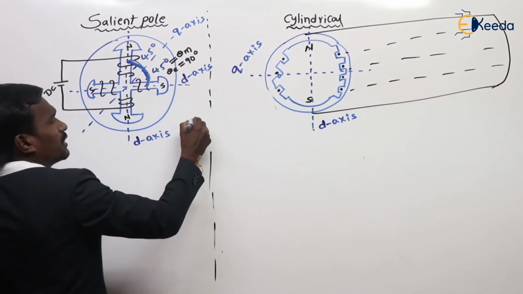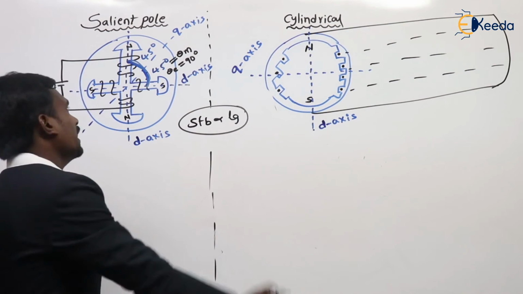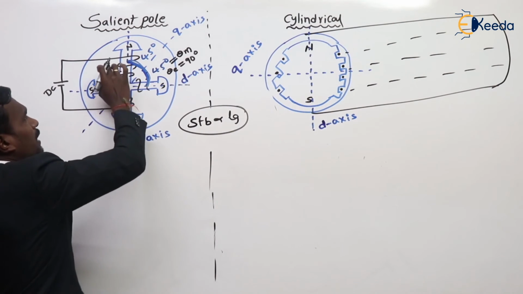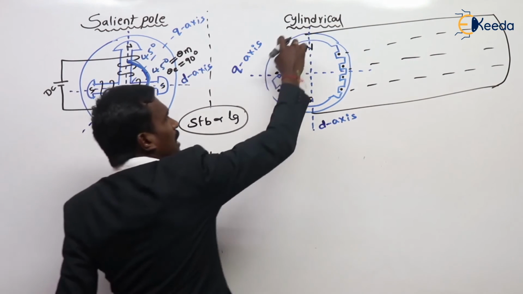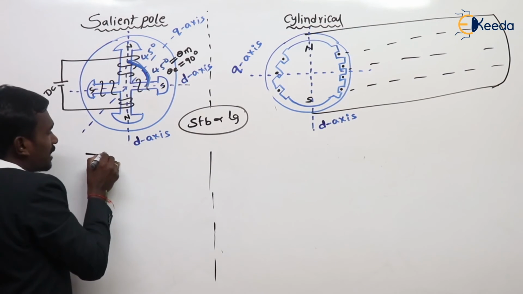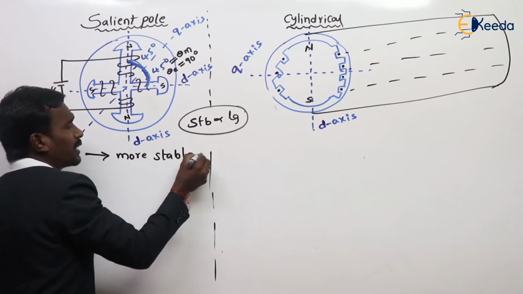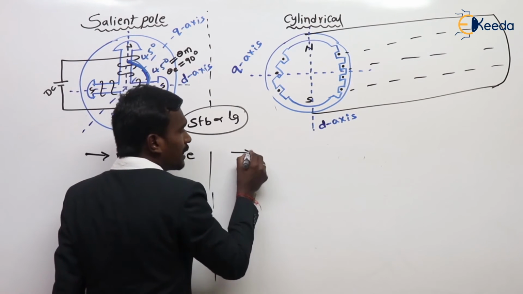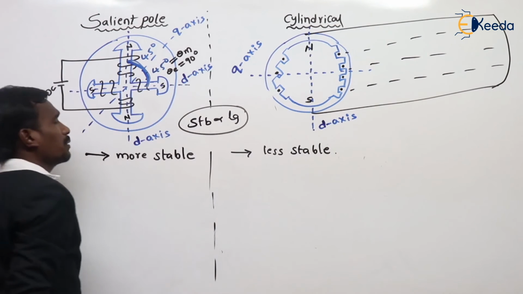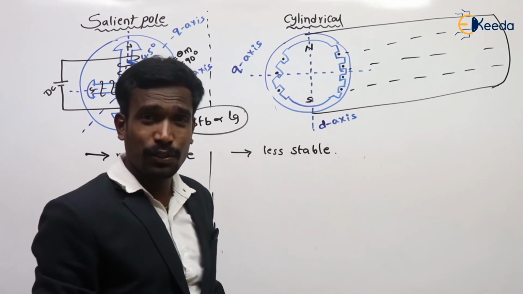I told you the stability is directly proportional to air gap. So here air gap length is more, here less, here more, here less. But here always less. Yes or no? So tell me, is salient pole type more stable or less stable? This is a more stable machine, and the cylindrical type is comparatively less stable. This is another difference.